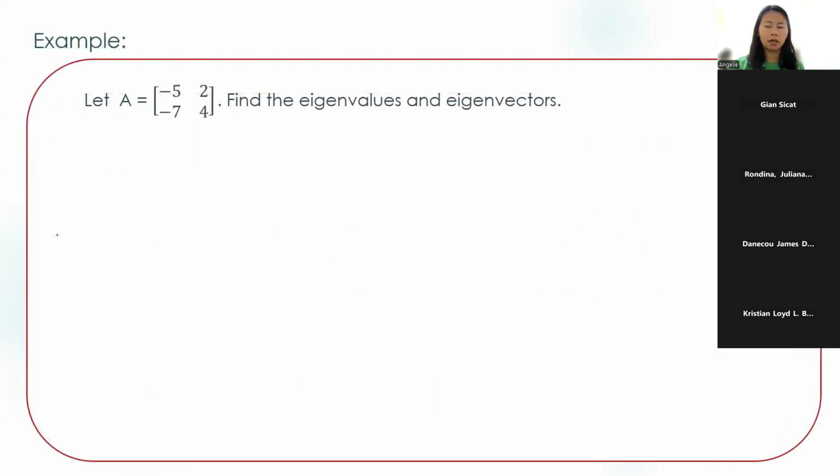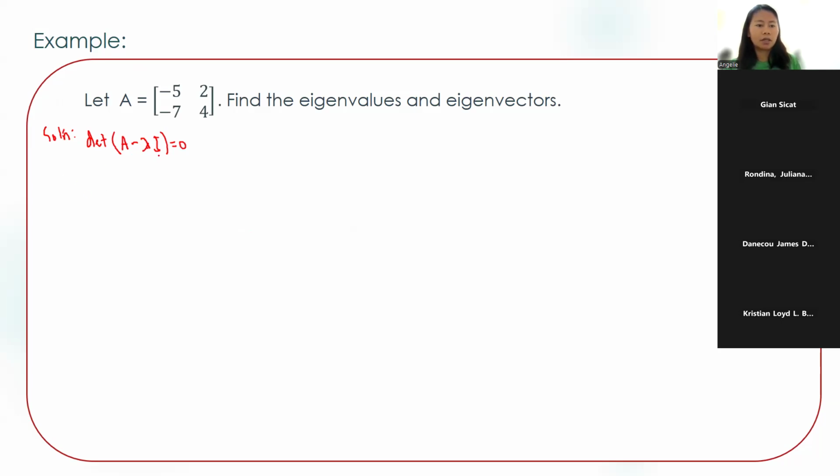Right, let's proceed. This is now finding the eigenvalues and eigenvectors. We let our given matrix be negative 5, 2, negative 7, and 4. This time we are going to find the eigenvalues and eigenvectors. So again, we start with finding the eigenvalues. What is the formula? We have the determinant of A minus lambda I equals 0. Then we find the lambda.